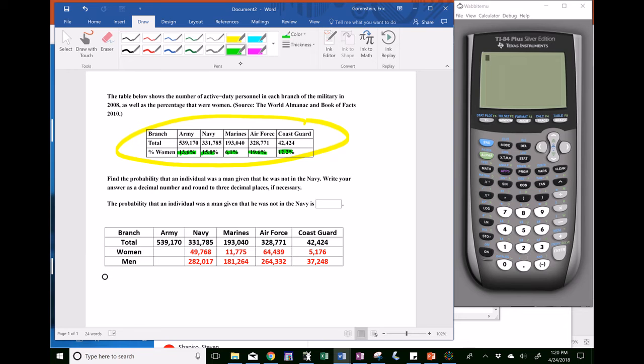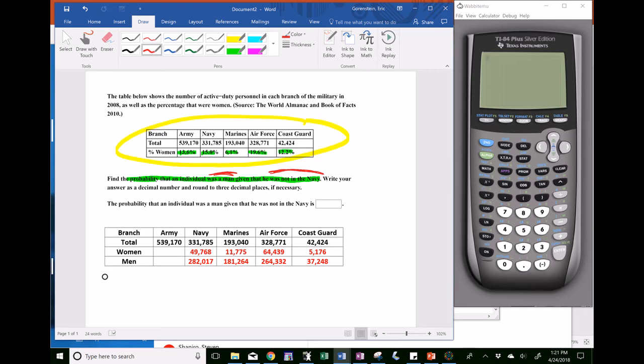Find the probability that an individual was a man given he was not in the Navy. So one person is chosen at random. What's the probability that the one person chosen was a man given he was not in the Navy? All right. Before we deal with the not in the Navy part, let's deal with the he's a man part.